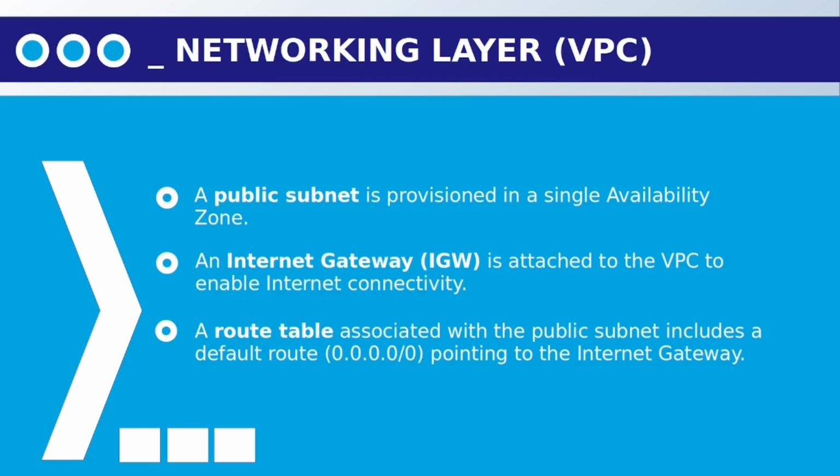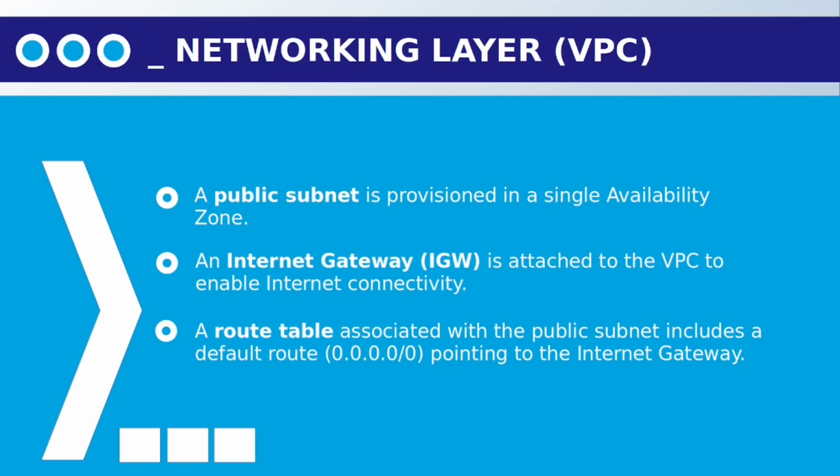Next, public subnet. Inside the VPC, we create one public subnet. A subnet is a small network inside a VPC placed in one availability zone. Why is this subnet called public? Because it has a route to the internet gateway. Services inside it can communicate with the internet. This is a critical SAA concept. A subnet is public only if it has a route to an internet gateway.